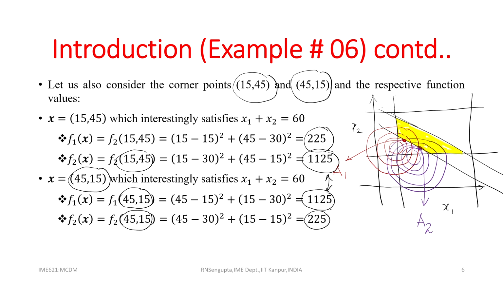Now, for 45, 15, I am writing here, 45, 15 are the coordinates for x1, x2, and if I find out the corresponding value of f1, this would be f1 is also 225, but very interestingly the coordinates are just switched.